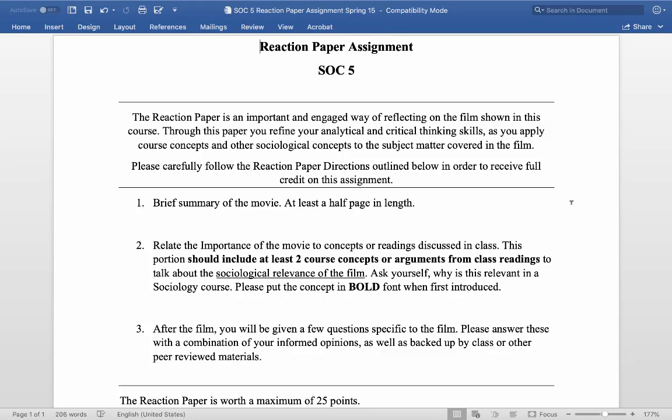Okay, so this is an audio explainer of the reaction paper assignment for Soc 5. All right, so the reaction paper is an important and engaged way of reflecting on films shown in the course. It's pretty straightforward. You follow these directions, and there is an additional assignment sheet that has the additional questions. I'll also post a little addendum about that, okay?